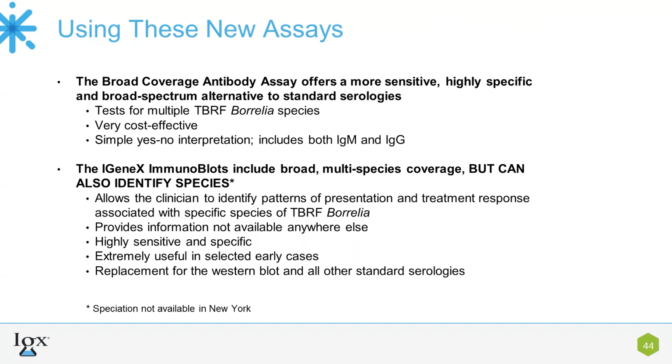The Broad Coverage Antibody Assay is a more sensitive, highly specific, and broad-spectrum alternative to the standard serologies because it does test for multiple relapsing fever Borrelia species, not much more expensive than the standard ELISAs that are out there, and very simple to interpret, and includes IgM and IgG. Now, the Immunoblots, on the other hand, they really are the gold standard. You know, they're broad multi-species coverage. They can identify species, not in New York State, unfortunately, yet, but that's in the works.